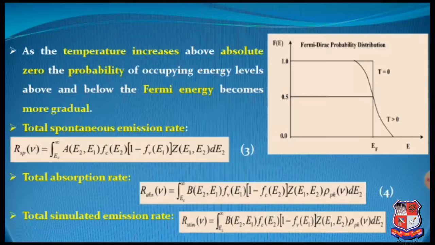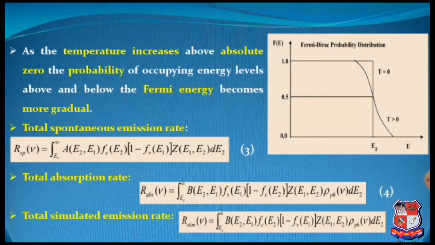So what is the total spontaneous emission rate? That is R_sp(V) is equal to the integration from E_C to infinity, from the conduction band to the uppermost higher energy level, of A(E2, E1), which is a function of the energy, times F_C(E2), which we have seen earlier, times 1 minus F_V(E1), times Z(E1, E2) dE2. Here A and Z are nothing but the energy function, or you can say the absorption function.